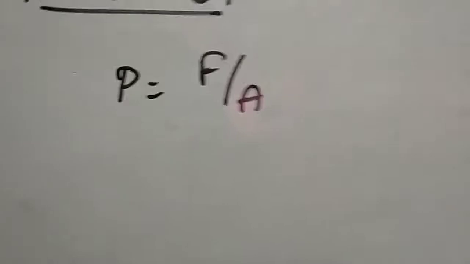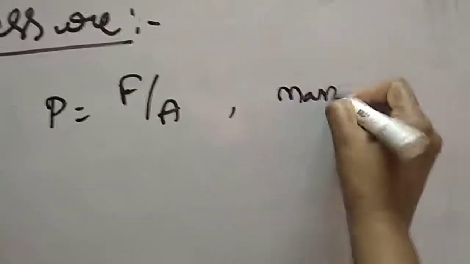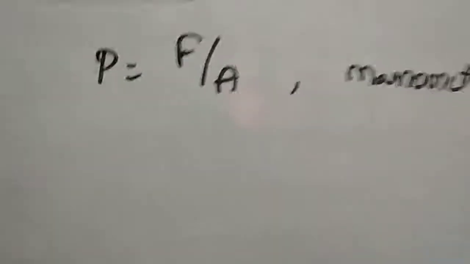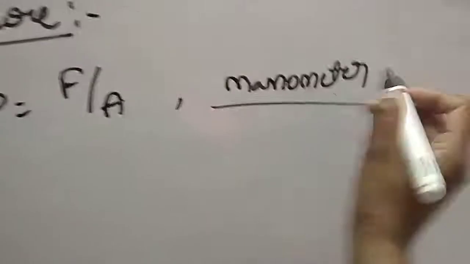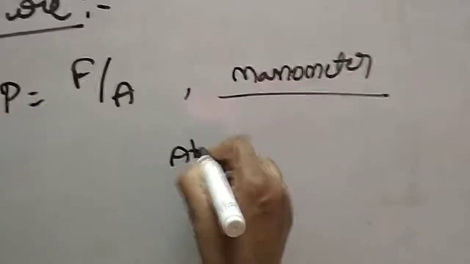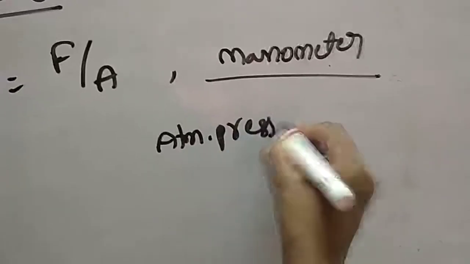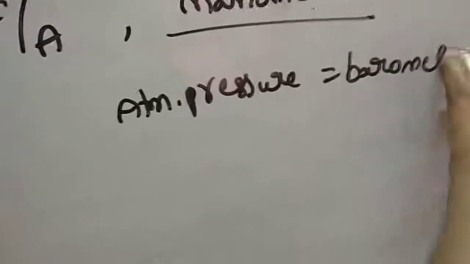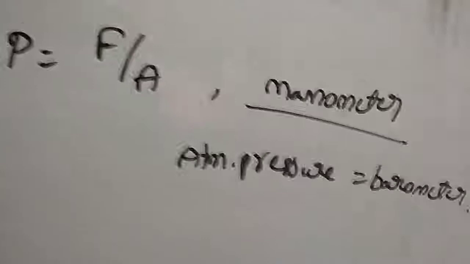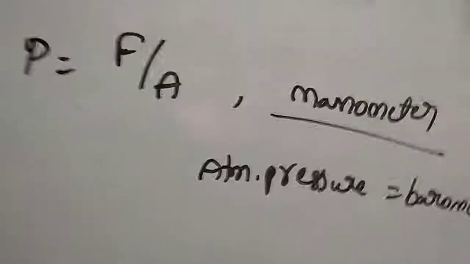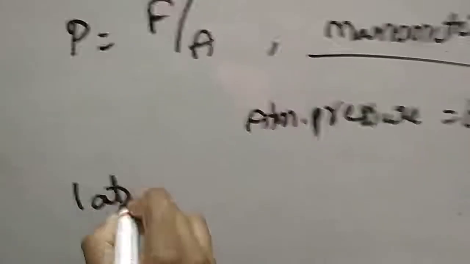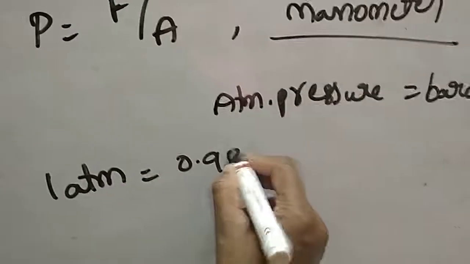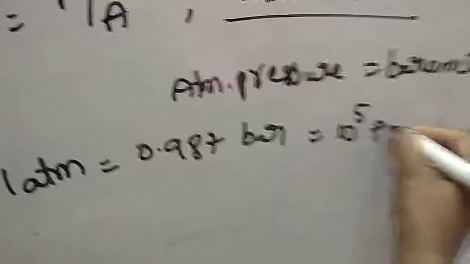This is measured with the manometer. Generally pressure is measured with the manometer, but atmospheric pressure is measured with the barometer. So here the general units: 1 atmosphere equals 0.987 bars, which equals 10 to the power of 5 pascals.